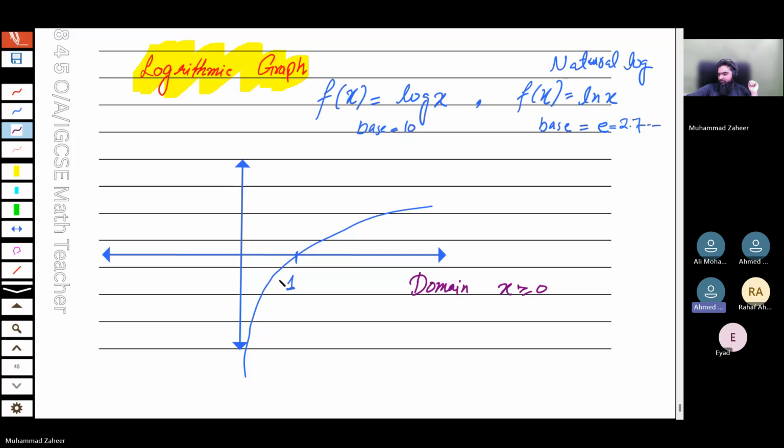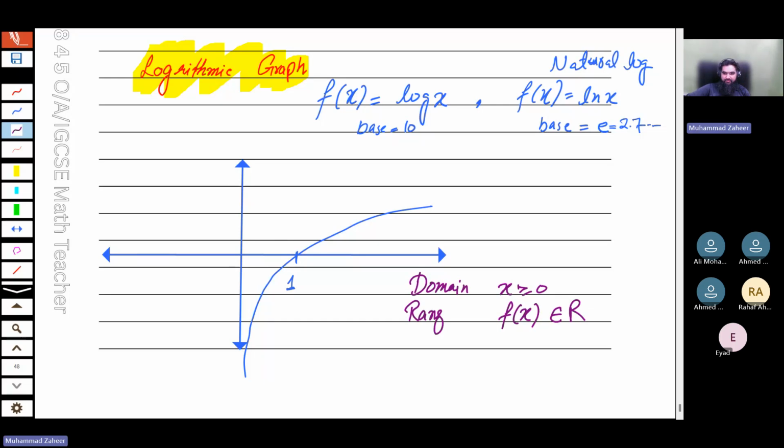All real values. Yes, all real number values, because from here it is increasing and here it is increasing as well. You have all positive real numbers and all negative real numbers as well. So if we are talking about the range of this function, it belongs to all real numbers.